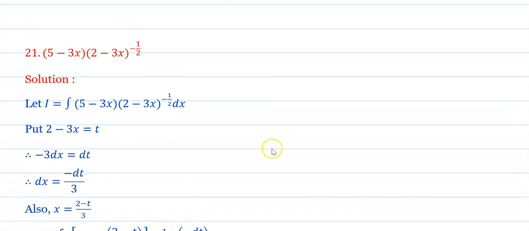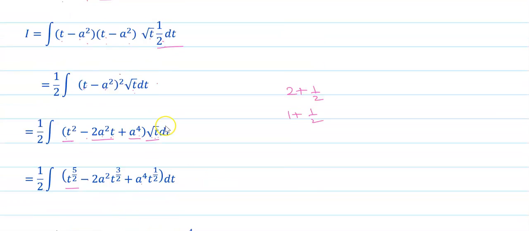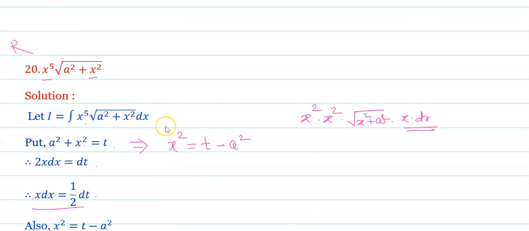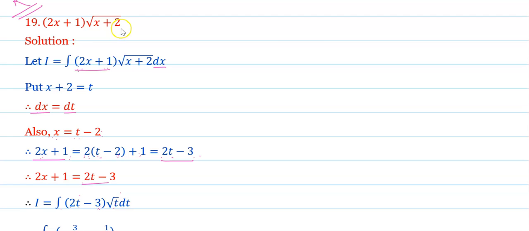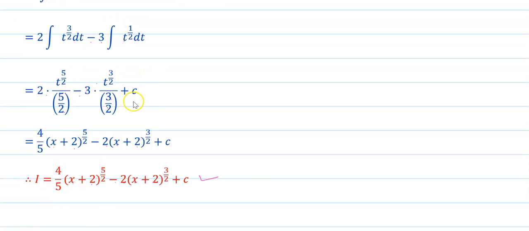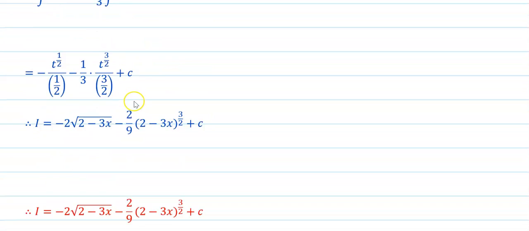Now the next problem. Let integral I is equals to 5 minus 3x into bracket 2 minus 3x, bracket raised to minus 1 upon 2, into dx. Now in the previous problem too, see, we have taken the substitution. The previous one, root of a square plus x square as t. Even before this, the problem was similar: x plus 2, and that was also t. Now similarly here, same problem.